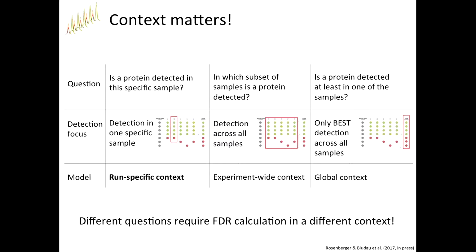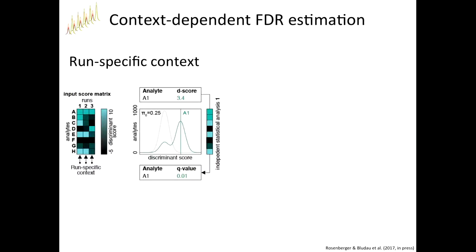And the way that this works is basically when you have a scoring matrix like this one. So here are 3 different runs. These are the different, let's say, proteins. And for each of them, you have a different discriminant score. Then in the run-specific context, you take one run at a time. You look at the discriminant score distribution and transform your d-score into a q-value. And this is then your confidence level for the specific protein A1.